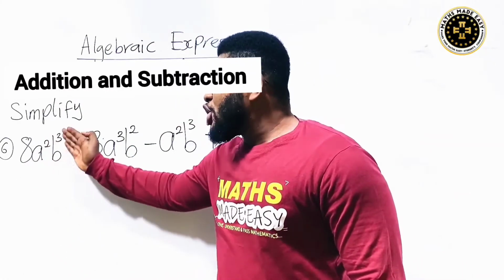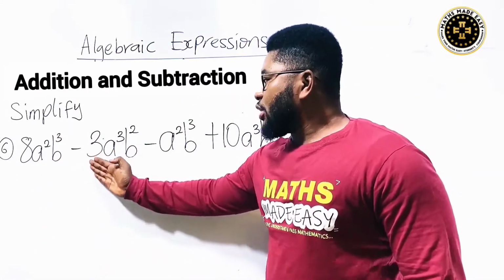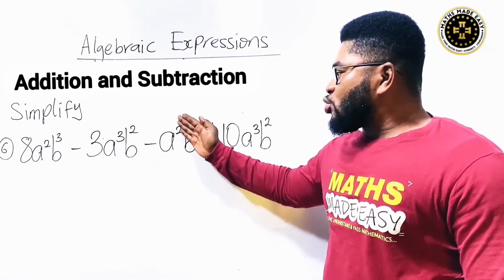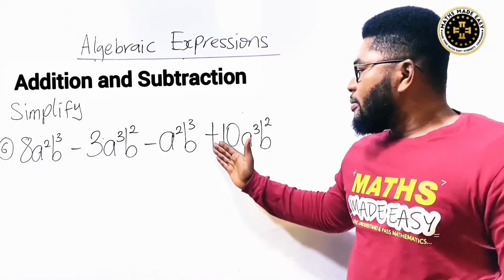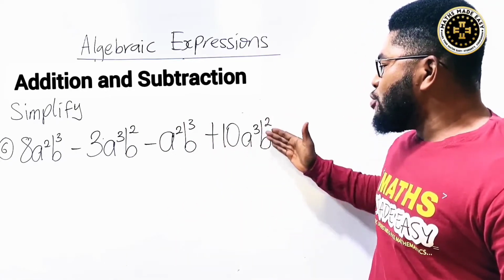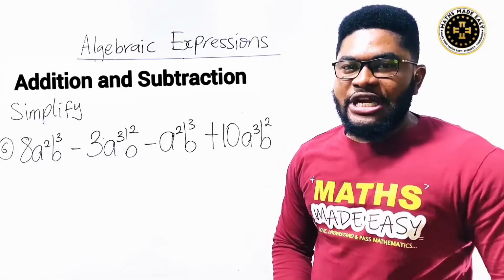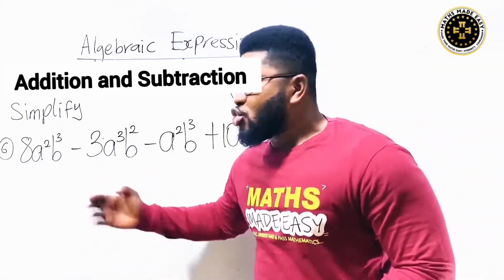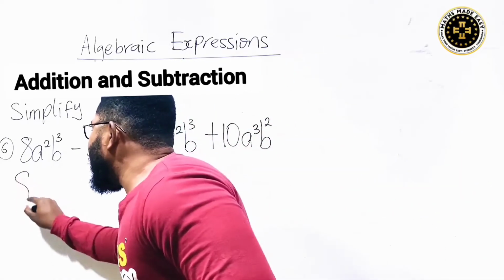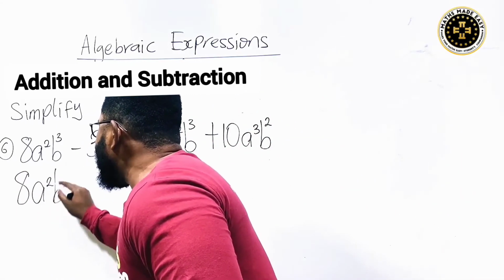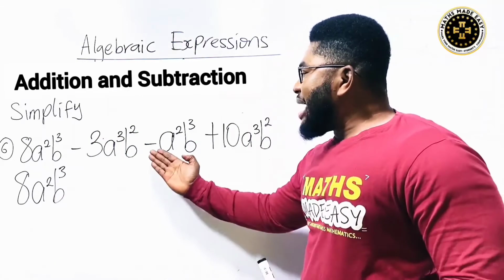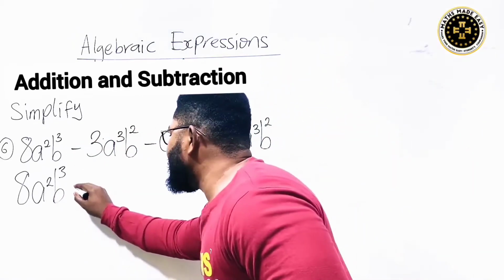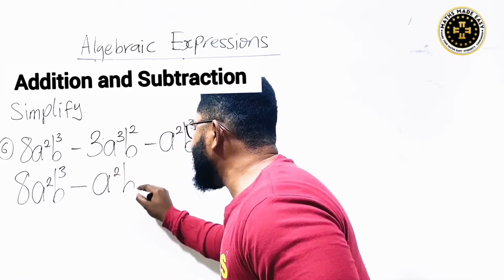8a squared b cubed minus 3a cubed b squared minus a squared b cubed plus 10a cubed b squared. From this question, the variables are the same, but their powers are not the same. Let's group like terms. 8a squared b cubed. We have minus a squared b cubed as its like term. So we have minus a squared b cubed.